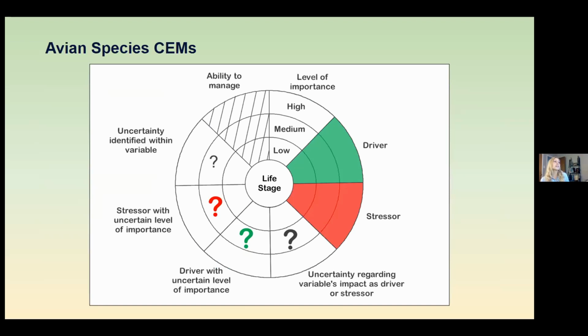I'll show you what the schematic means. The conceptual ecological models for each life stage are represented as a bullseye that's divided into wedges, and each wedge represents either a driver in green or a stressor in red. And then the circles indicate the level of importance from low, medium to high. And the hash marks indicate the ability to manage that particular driver or stressor. Any question marks you see will represent uncertainty about the level of importance for each wedge.